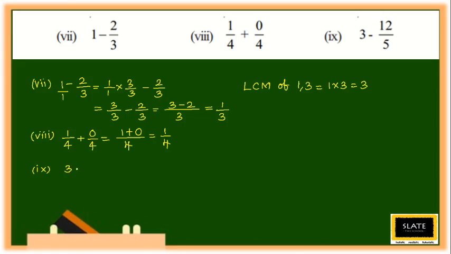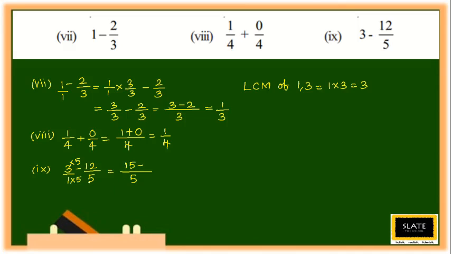3 minus 12 by 5. Again, it's nothing but 3 by 1, right? So what is the LCM? 1 and 5 means? Yes, LCM will be 5. So 1 how many times? 5 times. So here 1 5 times, right? So the same number to be multiplied to numerator also. 3 5s 15.